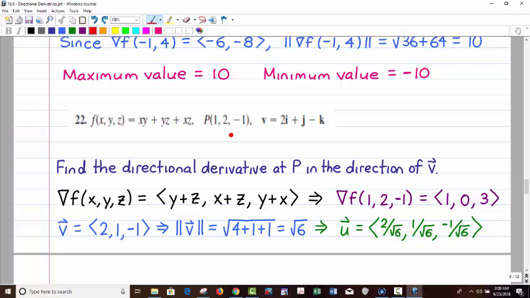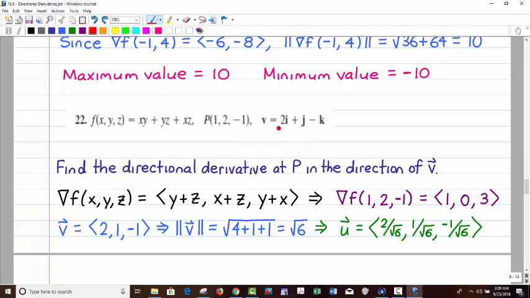Vector v. That is 2, 1, negative 1. That's definitely not going to be a unit vector. In fact, you come down here and you see its magnitude is actually the square root of 6. So obviously not a unit vector. So the magnitude is square root of 6.